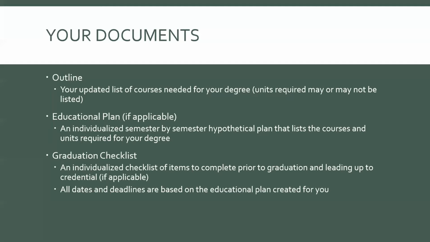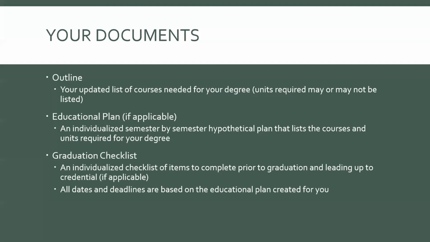The outline is really just an updated list of your courses, what you've completed so far and what you've got remaining. The educational plan takes that list from the outline and puts it in a semester by semester plan. That's where we also include any extra units you may need, and we do unit calculations to make sure that you're meeting all of those minimum requirements for graduation.